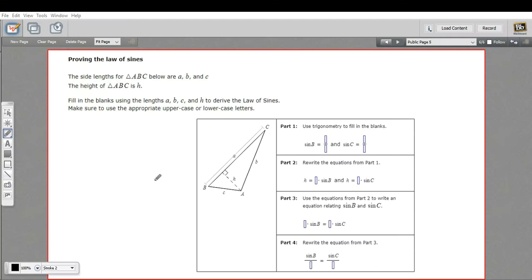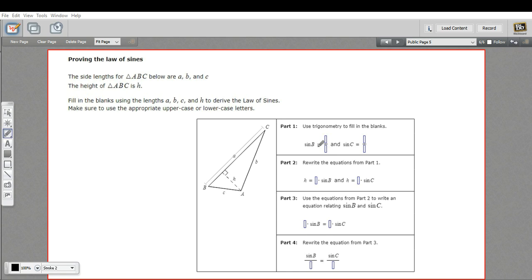In this problem, we're being asked to carry out the math involved in proving the law of sines. So we're going to start with some basic trigonometric ratios, and then we're going to manipulate that with algebra to show that the law of sines is true. You'll notice in this figure here, we have one big triangle, but we also have two little triangles because of this line H, and those little triangles are both right triangles. And that's really where we're going to start.